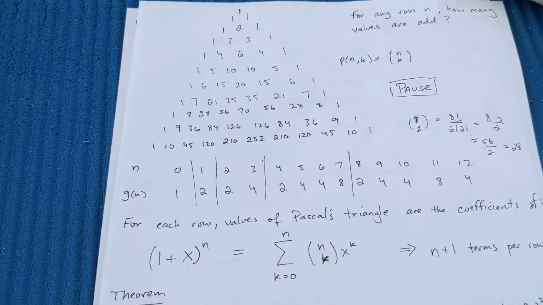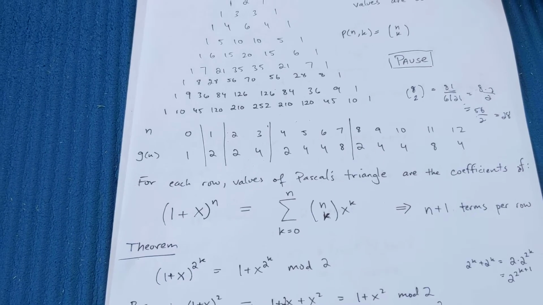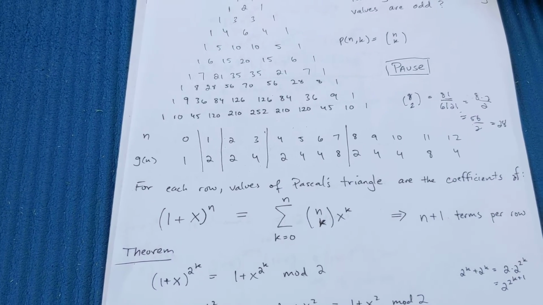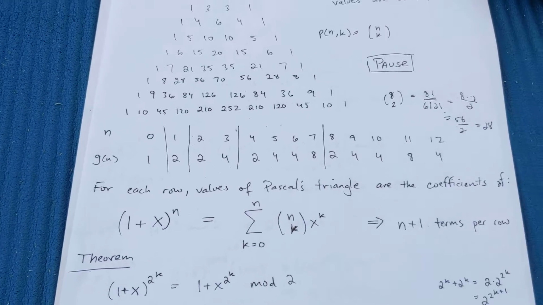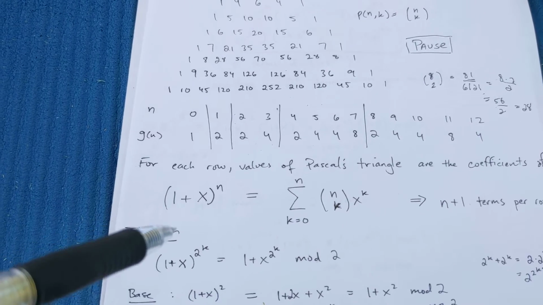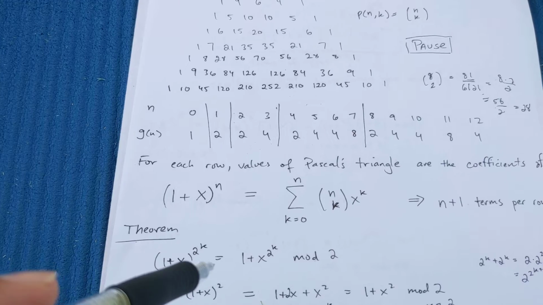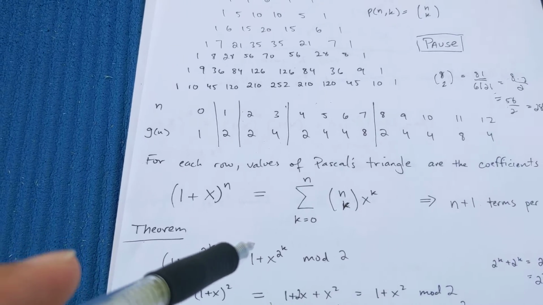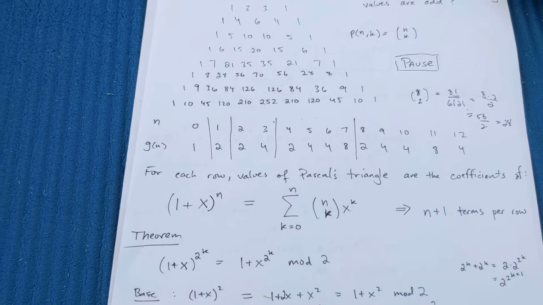Cool. So to work with this problem, there is a theorem we can use. This theorem states that (1 plus x) to the 2 to the k is the same as 1 plus x to the 2 to the k, mod 2. The mod 2 is basically going to eliminate all the middle terms in this polynomial. And what's great about this is that it will show us exactly how many terms are going to be odd, because only odd terms survive a mod 2 operation. We're eliminating all the even numbers.